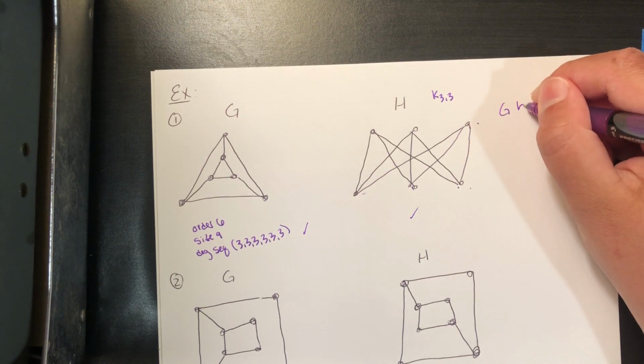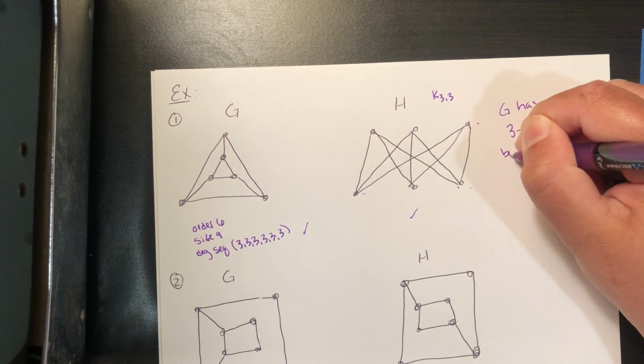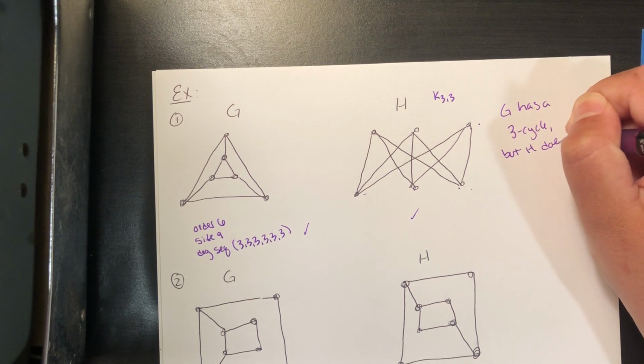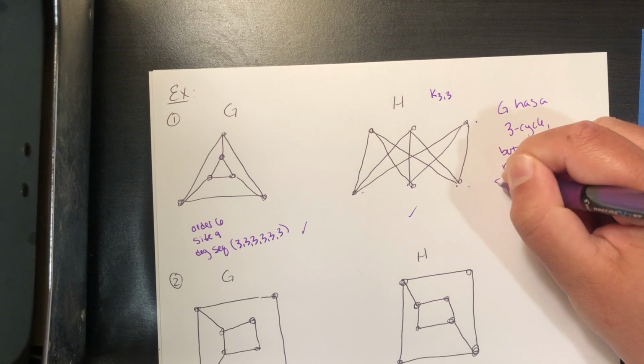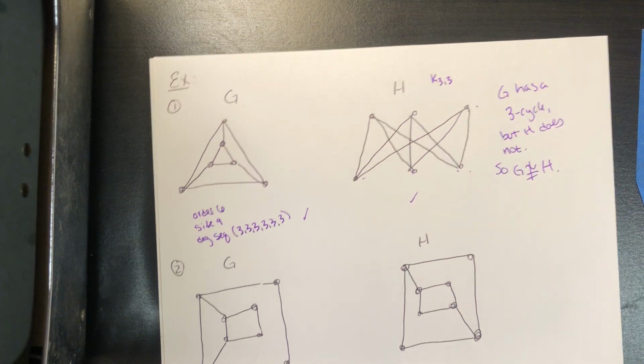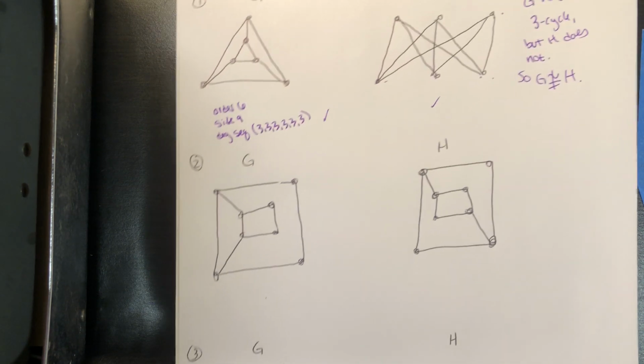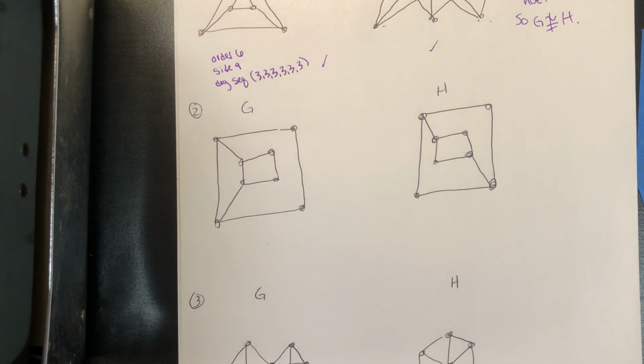So G has a 3 cycle, but H does not, which means G is not isomorphic to H. Right? There's no need to go through that work of finding an isomorphism because they're just not isomorphic to each other. All right, for number 2, we try something similar.